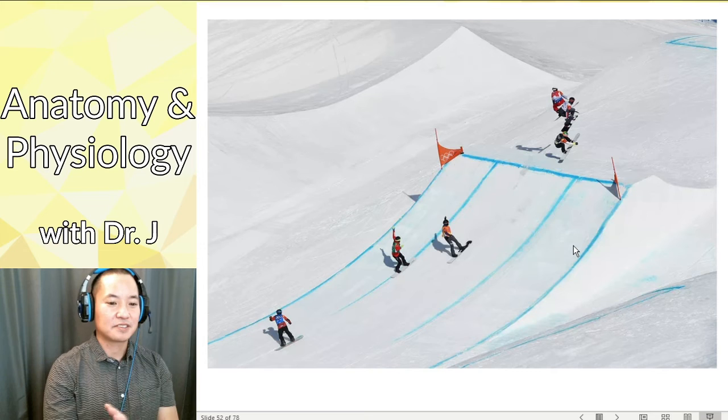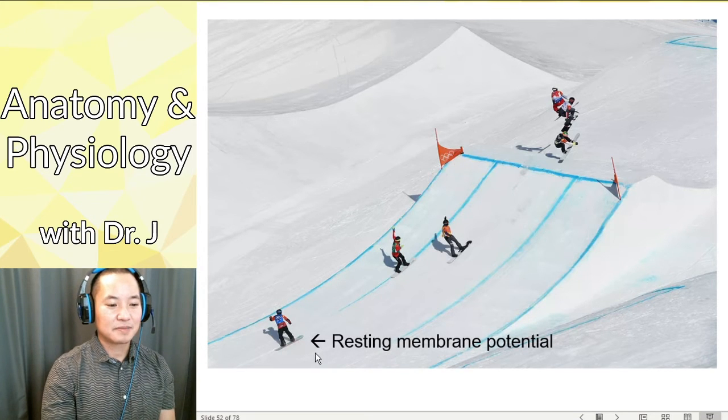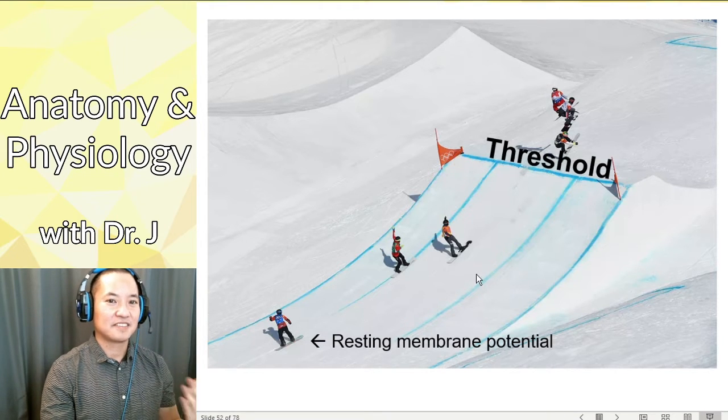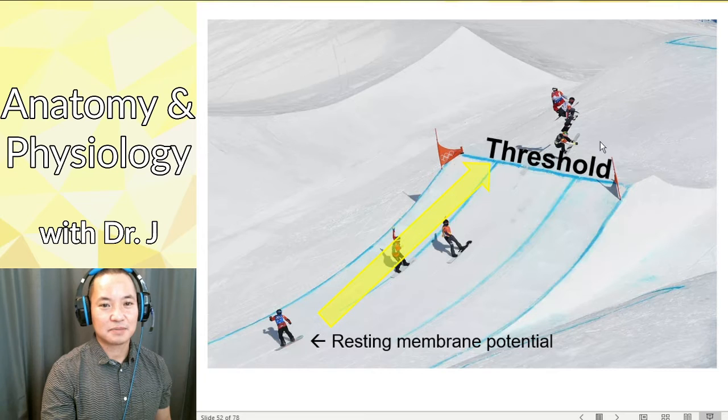So I like to think of threshold kind of like this. I like to do this analogy. Here we have a resting membrane potential, but if these snowboarders want to jump over this hill and do their tricks, what do they have to do? Can they just go halfway through? No, they actually have to cross here and then actually jump across, right? So this is why I think of the threshold. It's something you have to reach before you can actually do that action potential. So if you reach that threshold, then you can finally do that action potential.